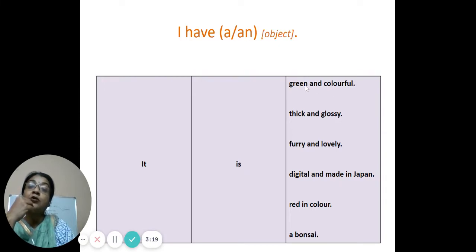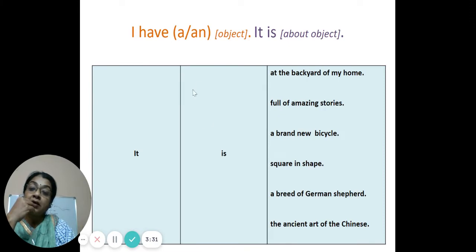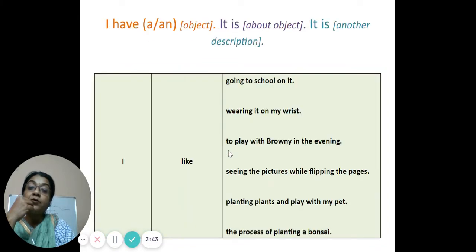So based on the object they have chosen, they have to select the sentences that coordinate with the object. So here students cannot randomly select the sentences of their choice. They have to select based on the object they have chosen. Similarly, in the next sentences can be framed based on the object they have chosen. So if it is a book, it is full of amazing stories. Okay. Next, moving to the next substitution table, I like it. If it is a book, I like seeing the picture while flipping the pages.